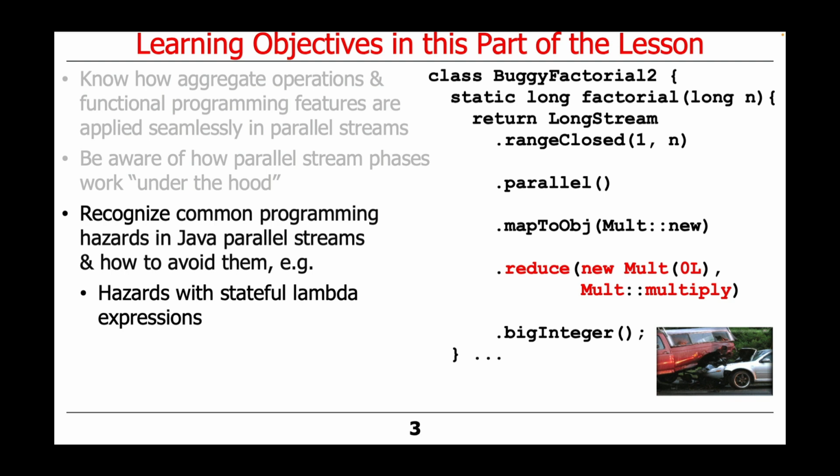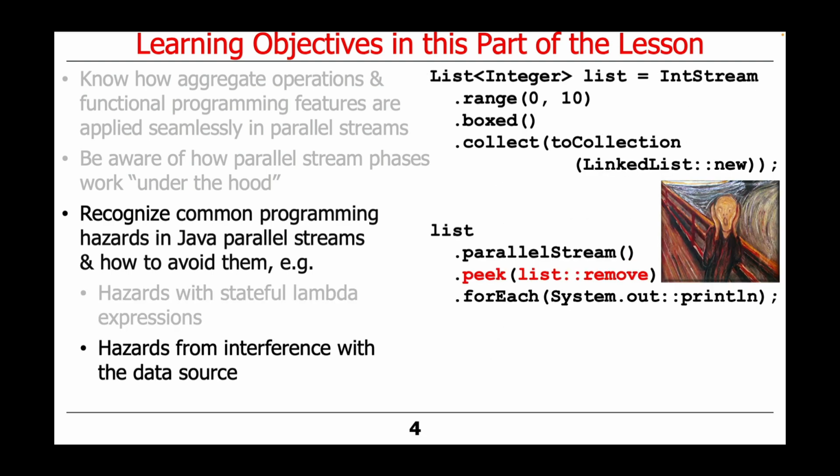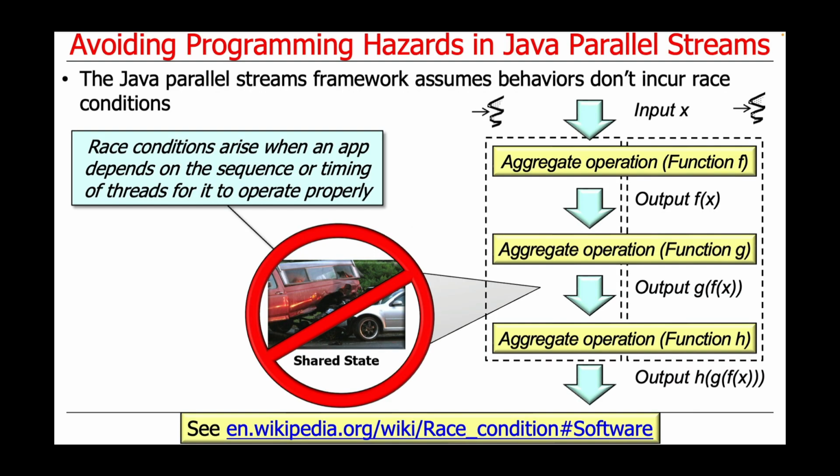So it's not just enough to know that there's problems, but we also want to solve the problems as well. And one of the things we're going to talk about is hazards that stem from the use of stateful lambda expressions that are not properly synchronized. And then we'll also talk about hazards that are introduced from interference with the data source, which is very, very subtle and easy to get wrong if you don't have a deep understanding of how things are working under the hood.